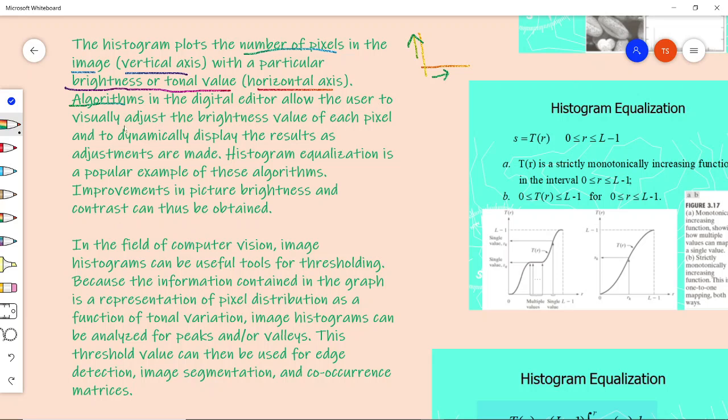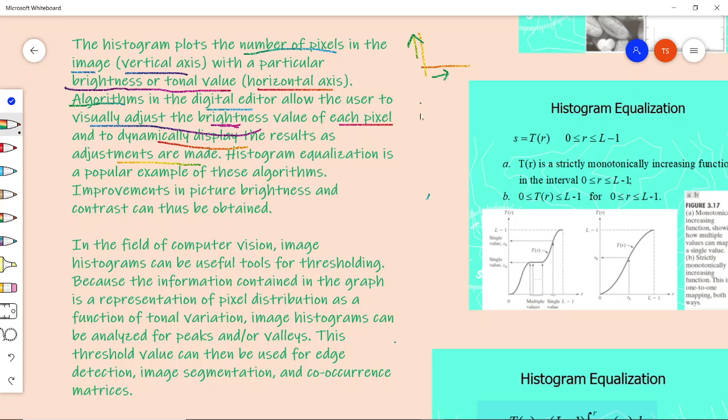Then, in the digital editor, we are using so many software packages to edit images. Users visually adjust the brightness. We are adjusting the brightness within digital editors. Those are the editors photographers use. They adjust the brightness of each pixel value, and they display dynamically the resultant adjustments made within the photo.